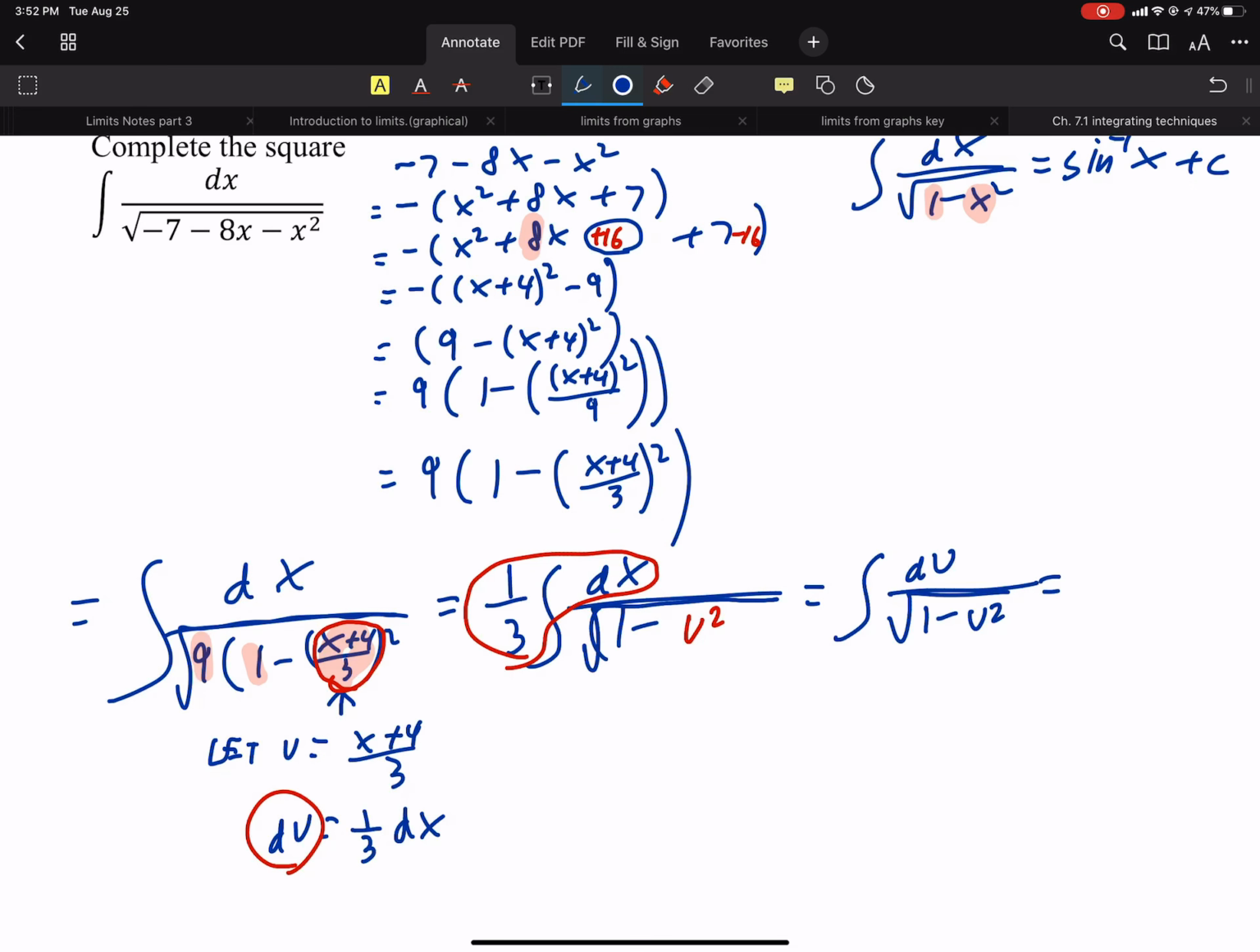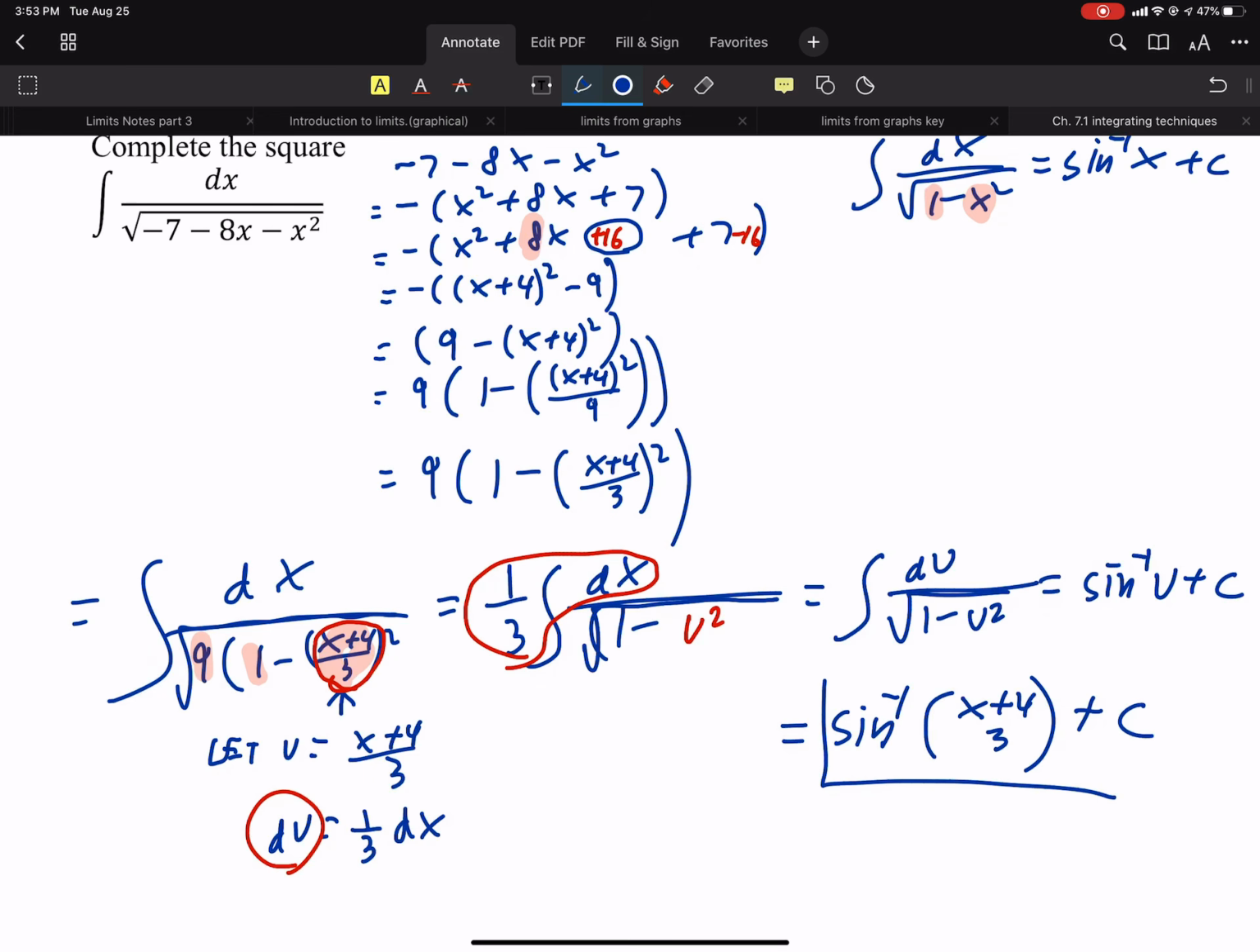And then this is simply arc sine of u plus c. But what is u? This is so cool. u is (x plus 4) over 3. Man, I think we have an answer. Let me double check to make sure I didn't lead you astray. I left out the fraction bar.